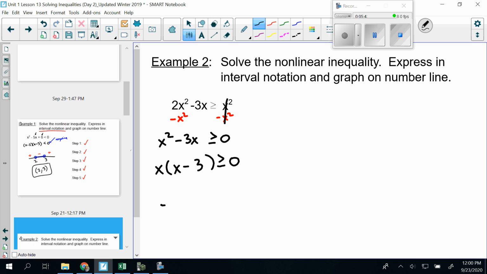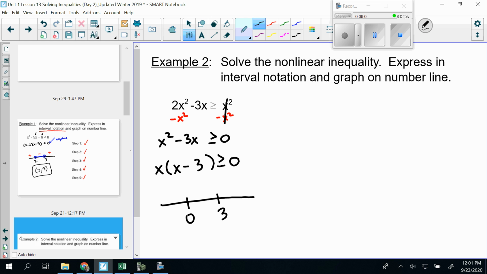Step 3, come up with our values where it equals 0. On this one, 3 would be a number. 3 minus 3 is 0. And then the other one would be 0 over here, because if you put 0 in that, 0 times anything is going to be 0, so that would make it. So our two numbers here are 0 and 3. All right, so that's step 3. Next step, now we're testing those intervals.